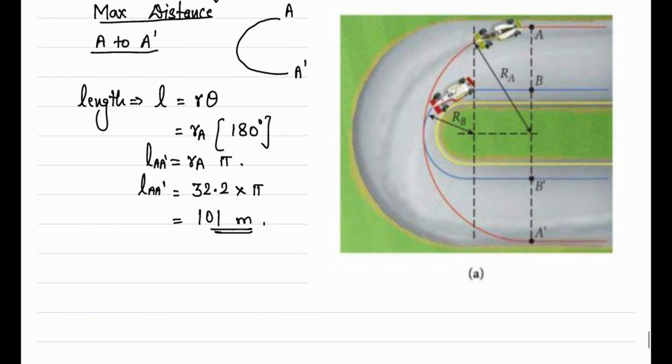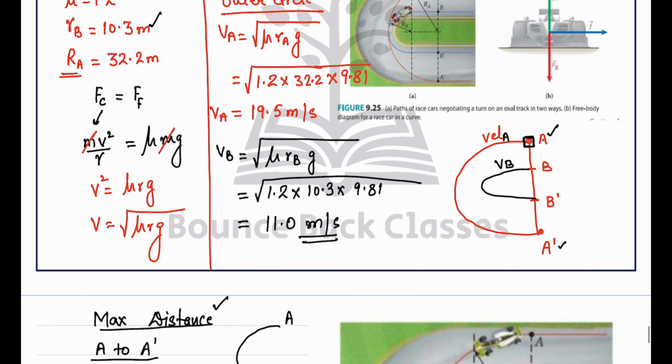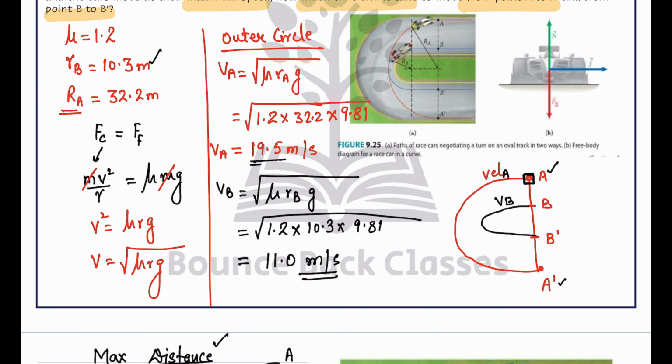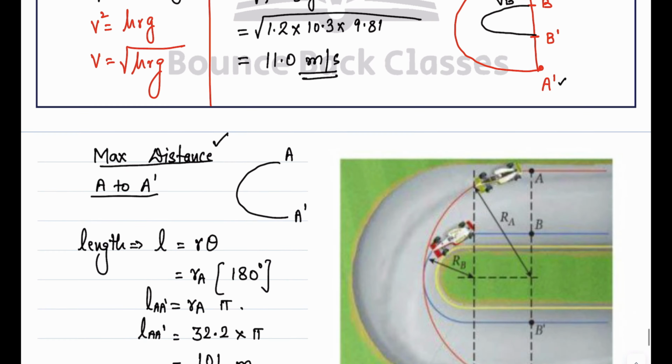Okay, so can we solve the maximum time also? Find the time, time A to A dash. So what is the formula of time? Time is equal to distance divided by velocity. What is the distance? 101. What is the velocity of A to A dash? Outer, 19.5.